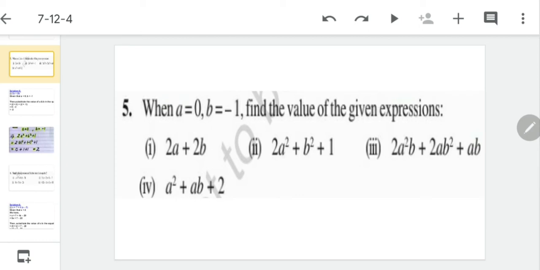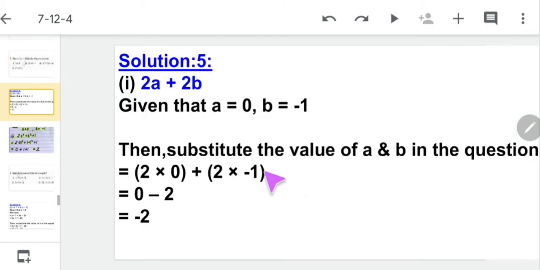Now in question number 5, we have been given the value of two variables, a equals 0 and b equals -1, and we have to find the value of these expressions. So let's start with the first part, which is 2a plus 2b. Now put the value of a, which is 0, in place of a, that is 2 into 0, and b, which is -1, in place of b, that is 2 into -1. So 2 into 0 will be 0 and 2 into -1 will be -2. So our answer is -2.